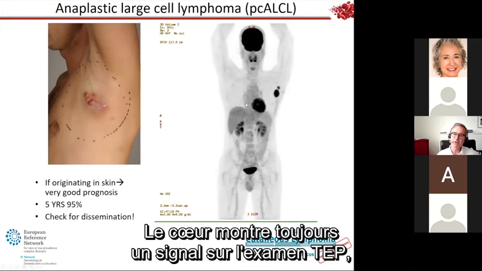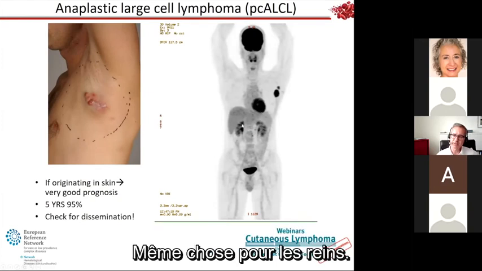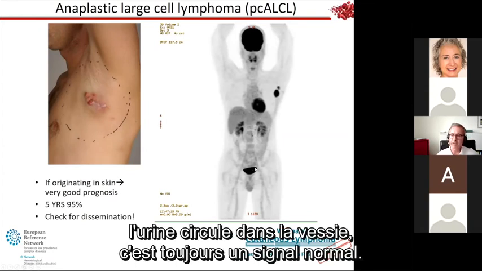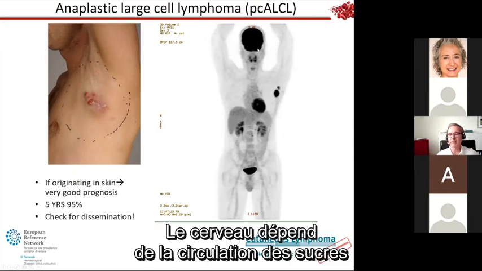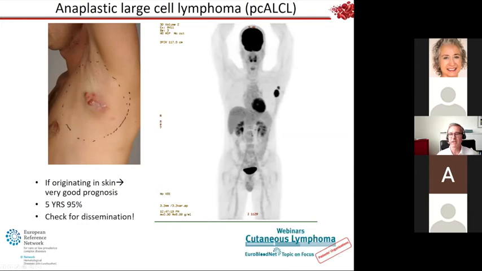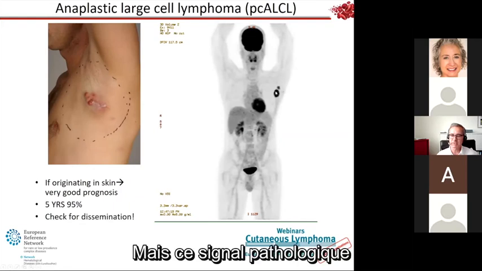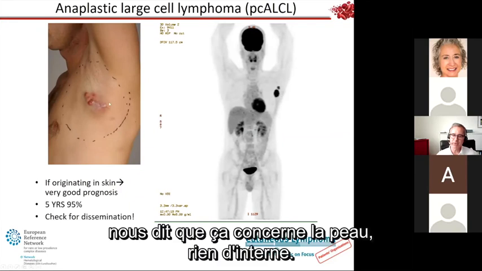The heart always shows a signal in the PET scan, that's normal. The kidneys always show a signal in the PET scan, that's normal. And the urine flows from the kidney into the vesica here, and that's always a normal signal. Also, the brain heavily relies on sugar metabolism and always has a positive signal. So these are all normal signals, but this one is a pathologic signal, telling us we only have an involvement of the skin and no inner involvement.